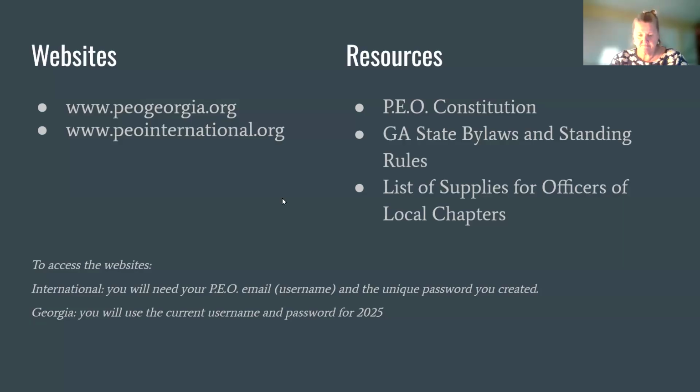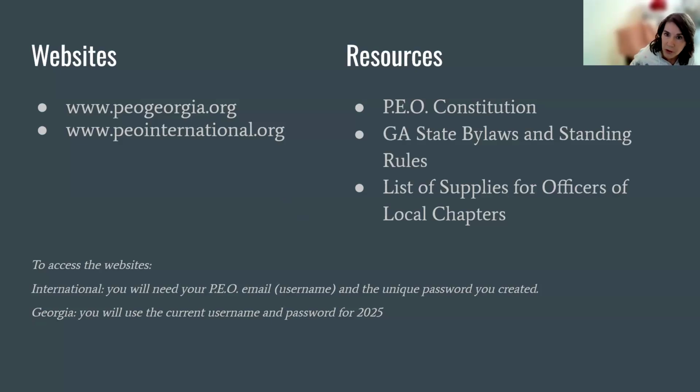Okay. So again, all of the information that we're going to discuss today lives in one of two places: the international website, the Georgia website. To access them, there are different passwords. For international, it is unique to you. You create the password. If you ever forget it, just click the forgot password tab. And for Georgia, you will use the current username and password for 2025. Your chapter president should know it. If she does not, you just ask your board buddy.